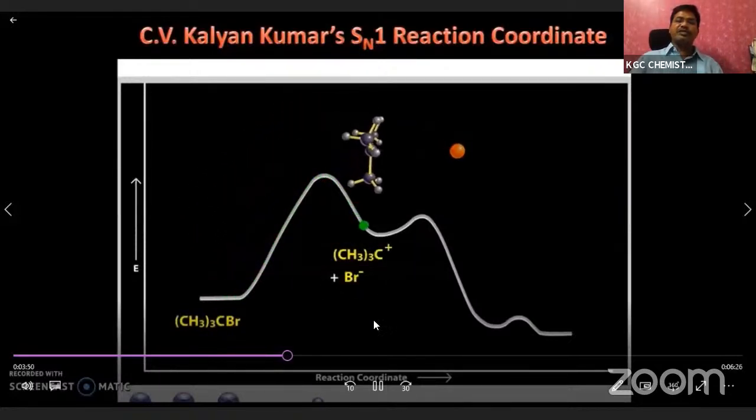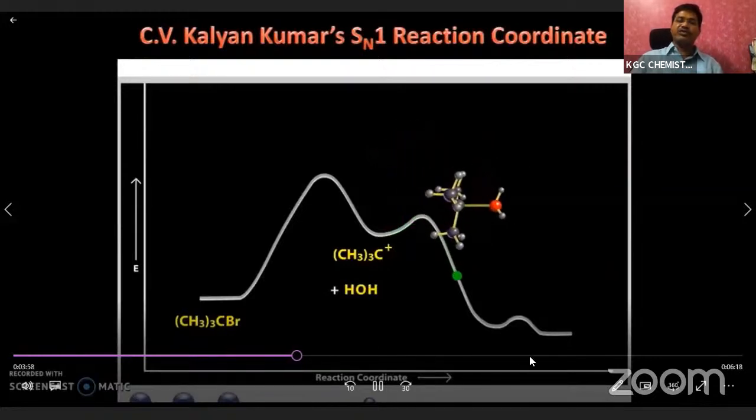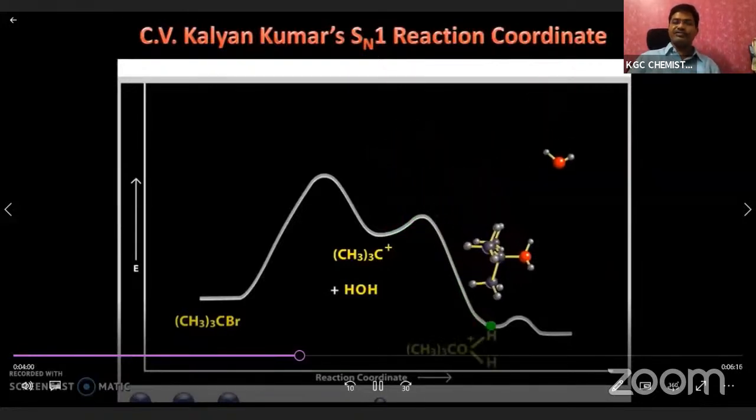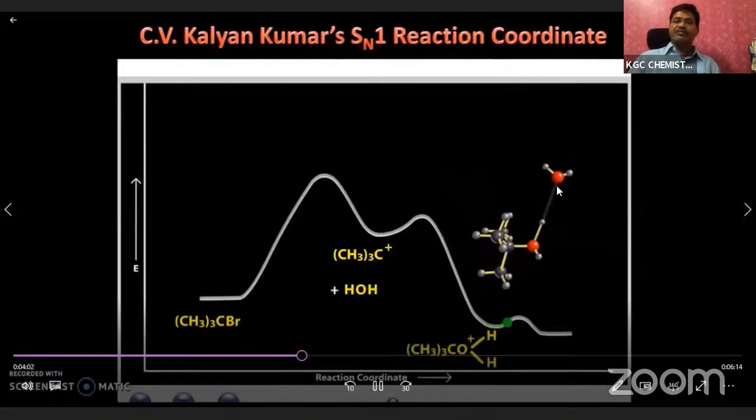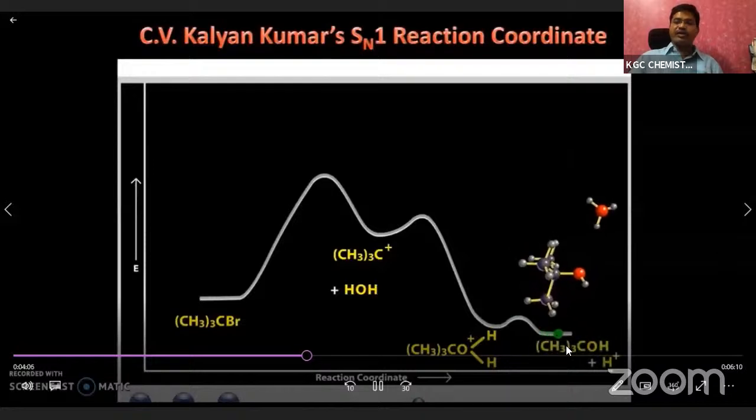See, this is an energy profile diagram which has two peaks. Now the nucleophile is approaching and you get this. This is the loss of the proton from the oxonium ion.